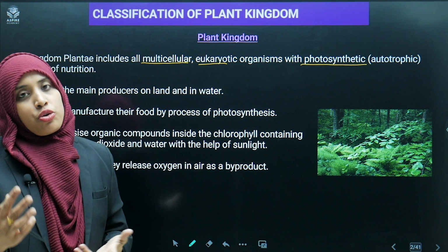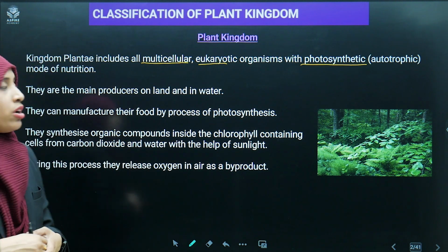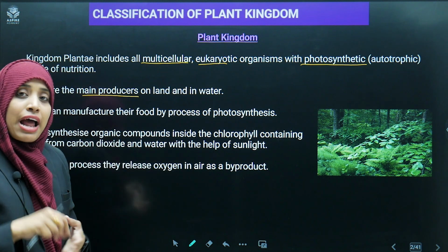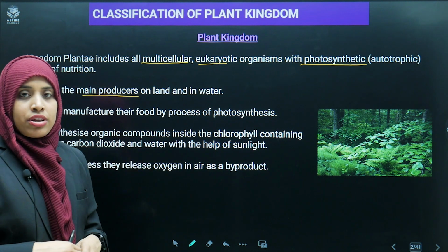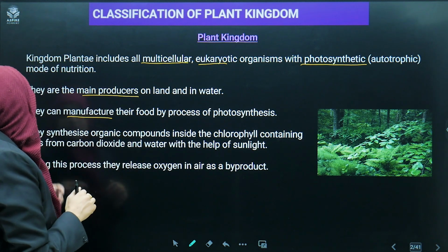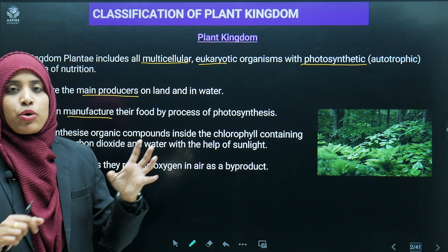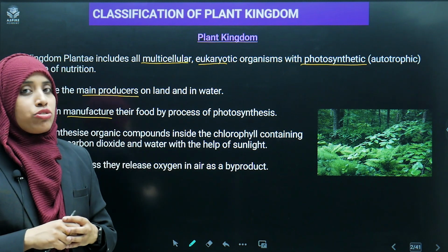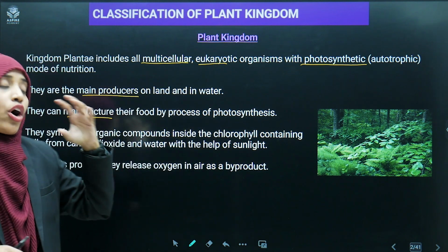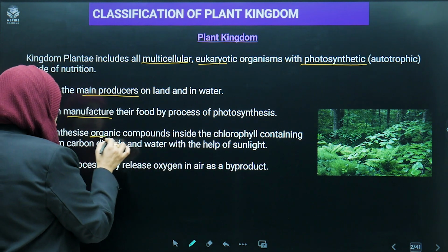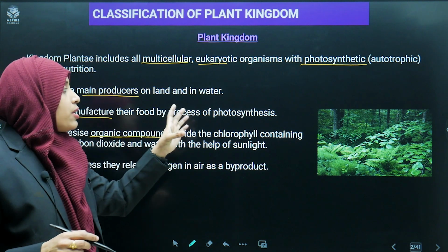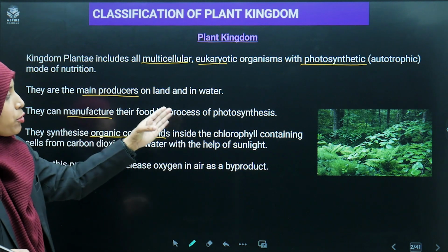That means they are autotrophs. They can prepare their own food. They are the main producers on the land as well as in the water. They can manufacture their own food by the process of photosynthesis. They synthesize organic compounds, and the substances produced by the end of photosynthesis are all organic substances. So the organic compounds are produced as a result of the process of photosynthesis.